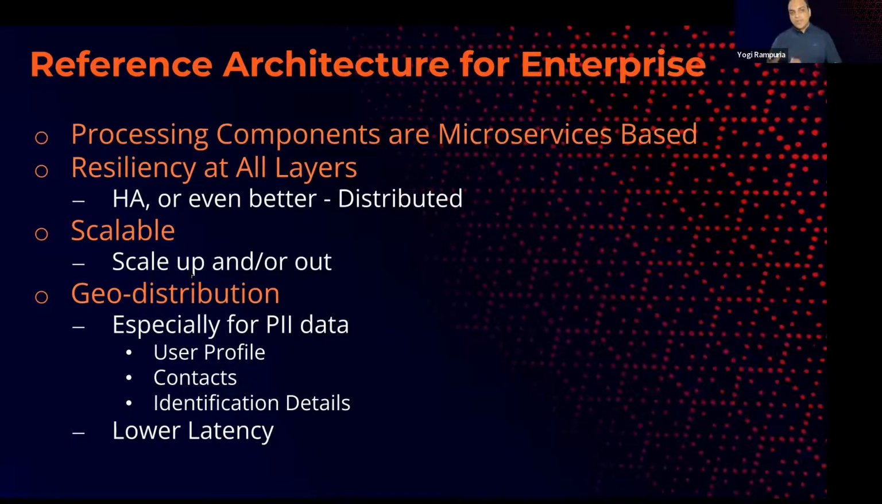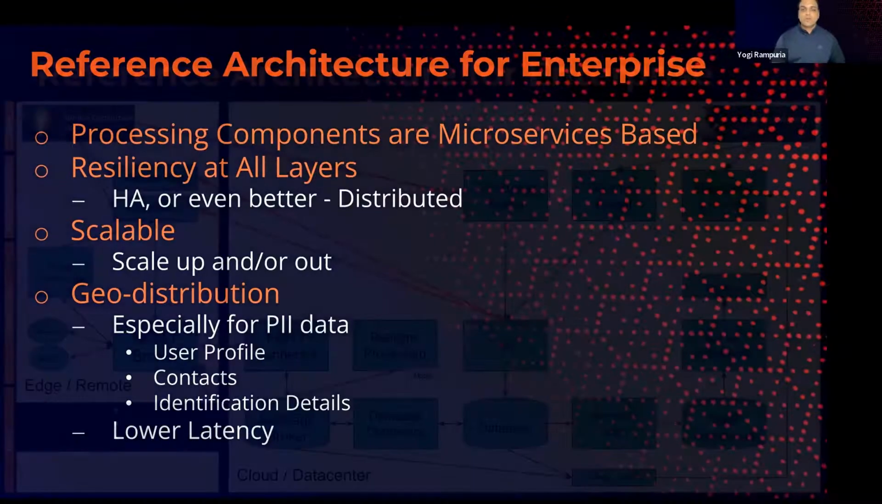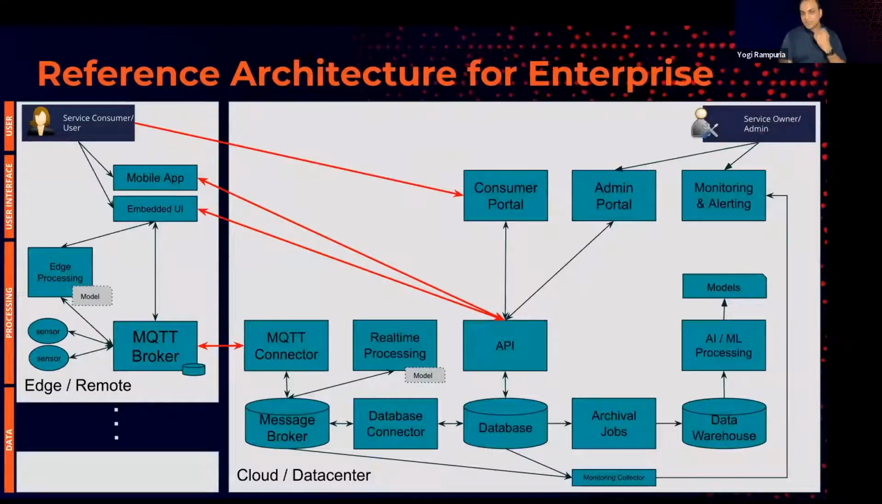It should be scalable. Your database, your messaging layer, all these things should be scalable. You should be able to scale them up or out, right? And last, but the most important one these days is the ability to geo-distribute your data. This is not just for providing a better experience to your customers, but also in some cases, it might be a legal requirement for data residency purposes. So especially the PII data, you need to make sure that they are living within the geographic boundary of certain region.